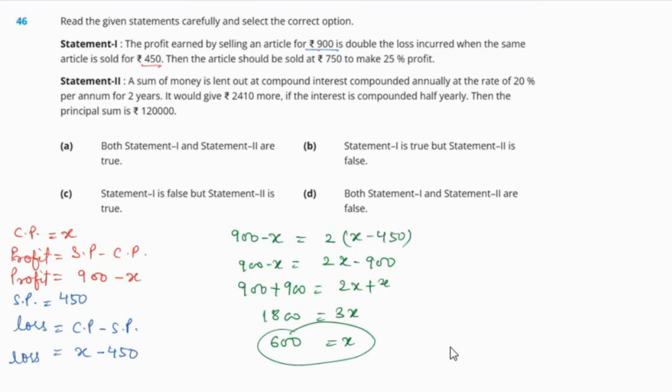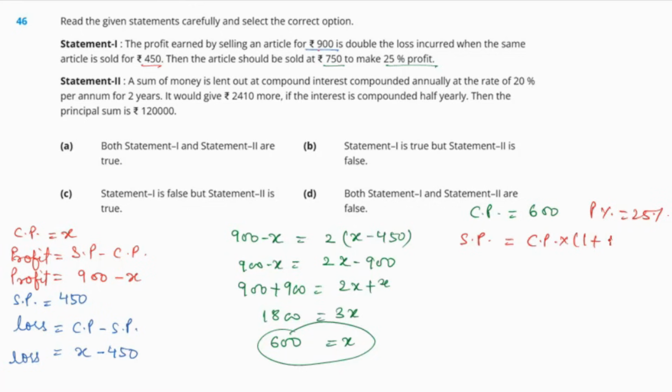Now, according to the question, since the CP is 600, the question is saying that the selling price needs to be 750 rupees to make a profit of 25%. So we know the cost price, which is 600. We know the profit percent already, which is given to us as 25%. We need to figure out the SP so we can say on the basis of that whether the given statement is correct or not.